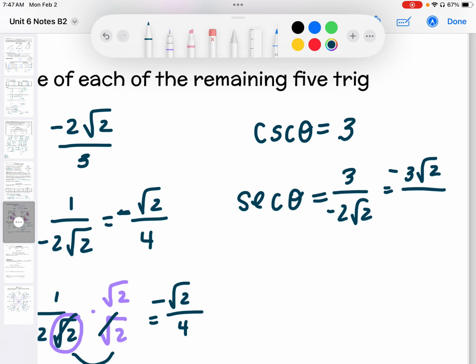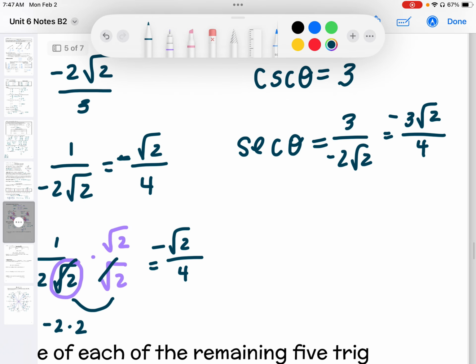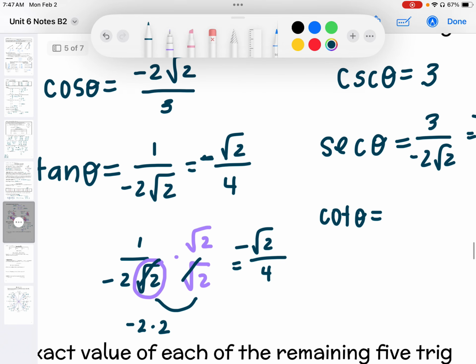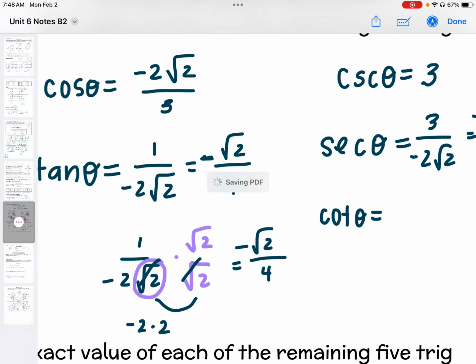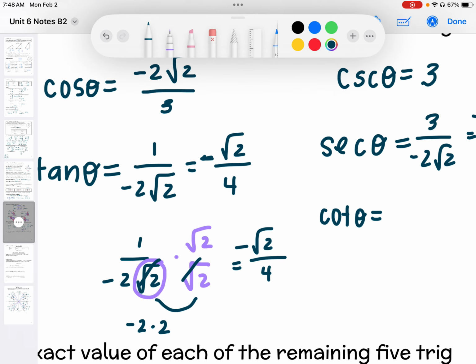And then last one is cotangent. Cotangent of theta is the reciprocal of tangent. So if I flip tangent over, it's easiest to go back to when I didn't rationalize, because otherwise I'm going to have to rationalize again when I flip this fraction over. So I could just flip the 1 over negative 2 root 2, and I would just get negative 2 root 2.